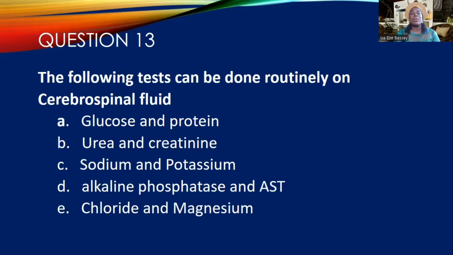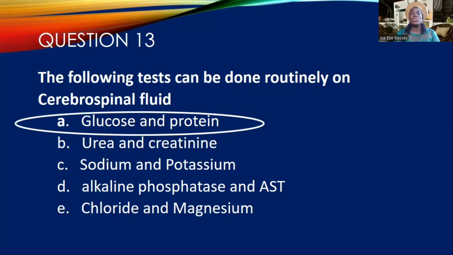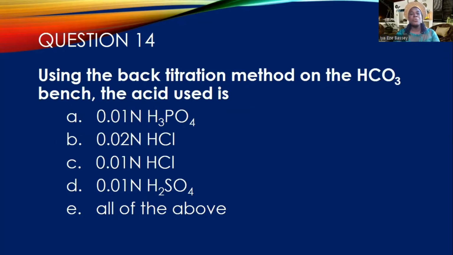So question number 13, the following test can be done routinely on cerebrospinal fluid. A, glucose and protein. B, urea and creatinine. C, sodium and potassium. D, alkaline phosphatase and AST, E, chloride and magnesium. I would go with glucose and protein because that is what is usually routinely done on cerebrospinal fluid, unless you have other special tests to ask for.